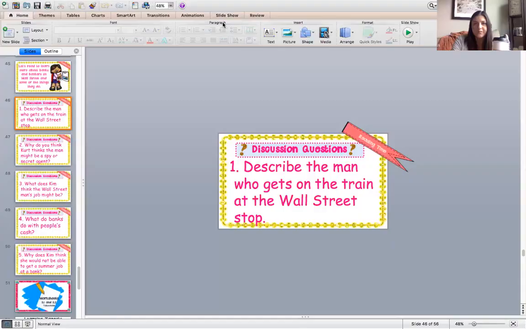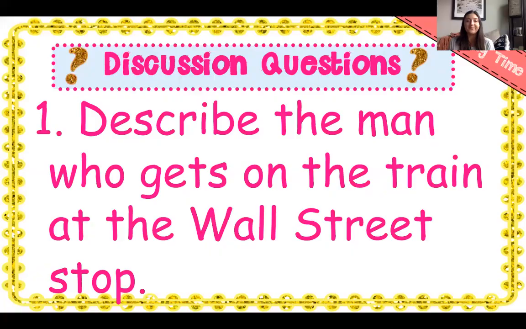Okay. Well, let's think about some things that our banker and the bankers who are bankers might have learned about. Okay, question number 1. Describe the man who gets on the train at the Wall Street stop. Think about what he looked like. He was in a nice suit. He had a red tie. He was carrying a briefcase with all of his things.